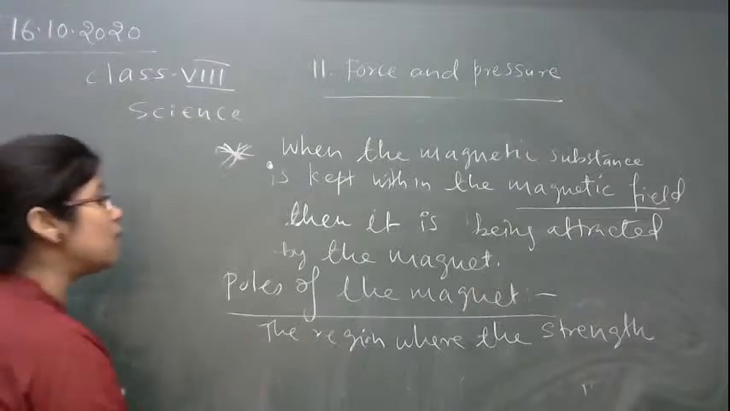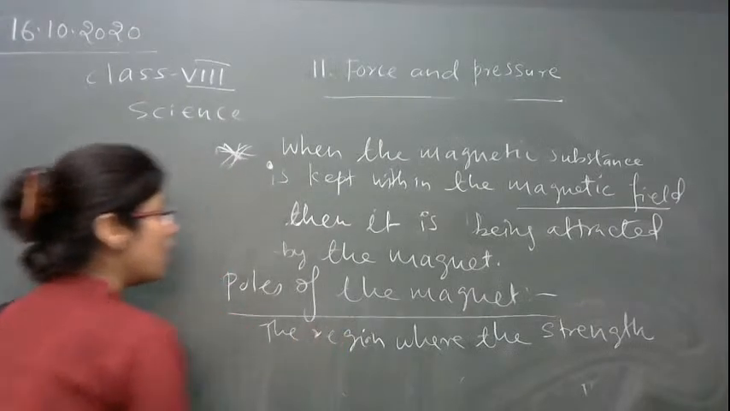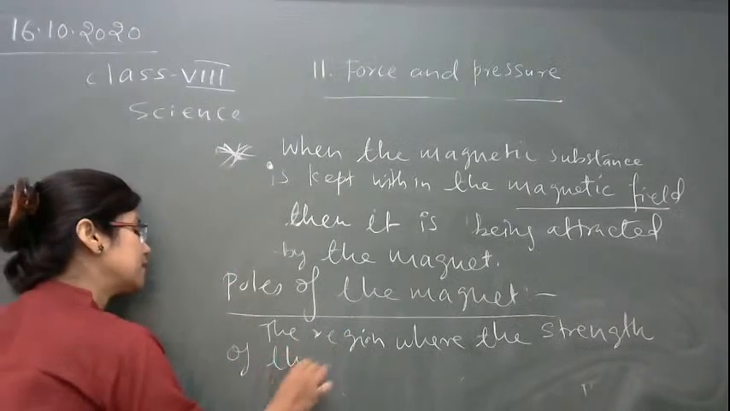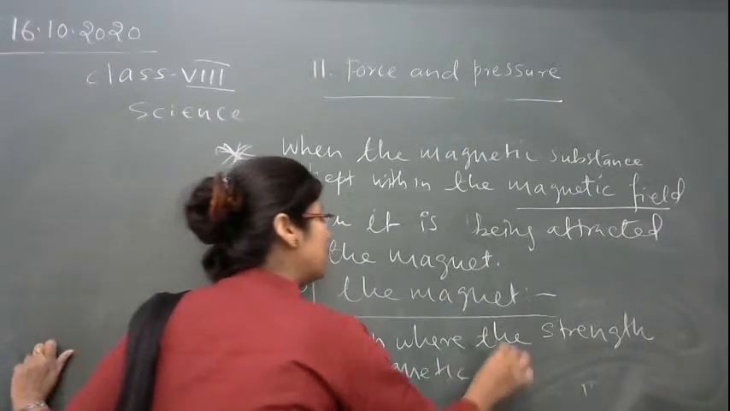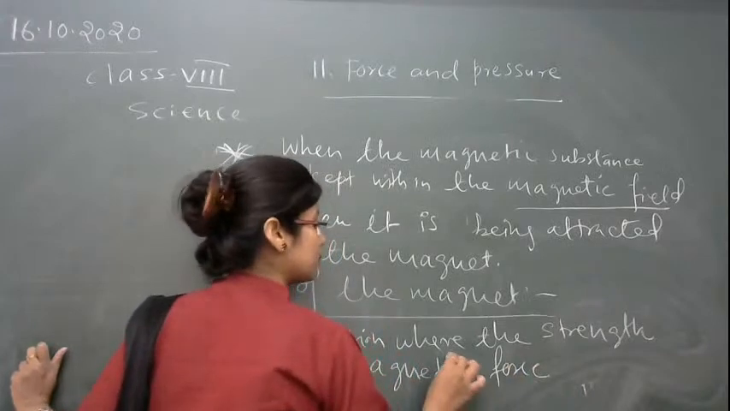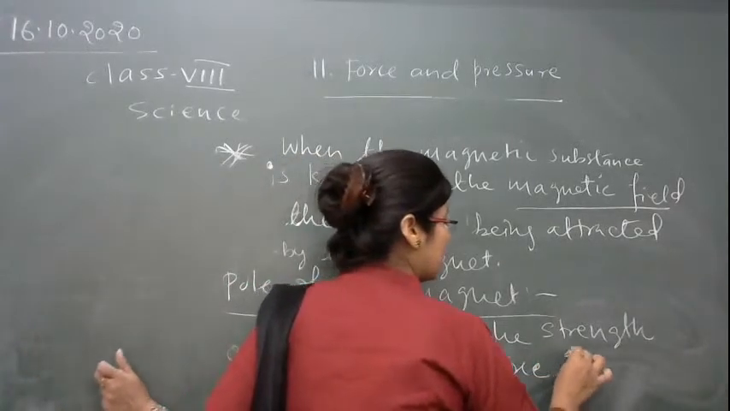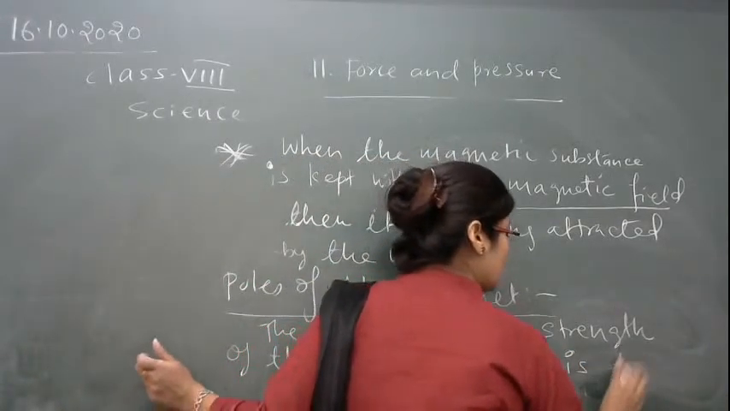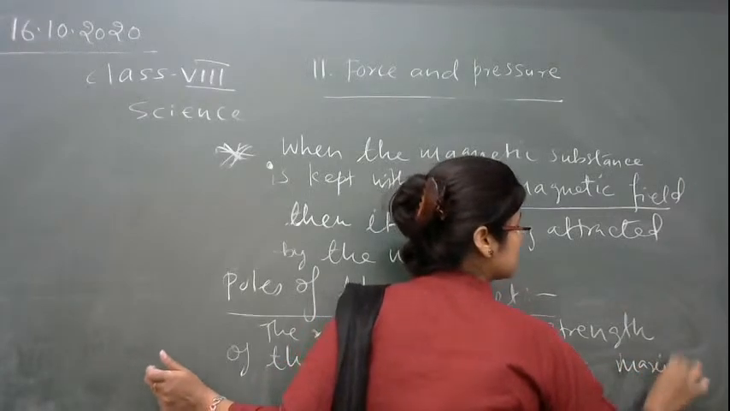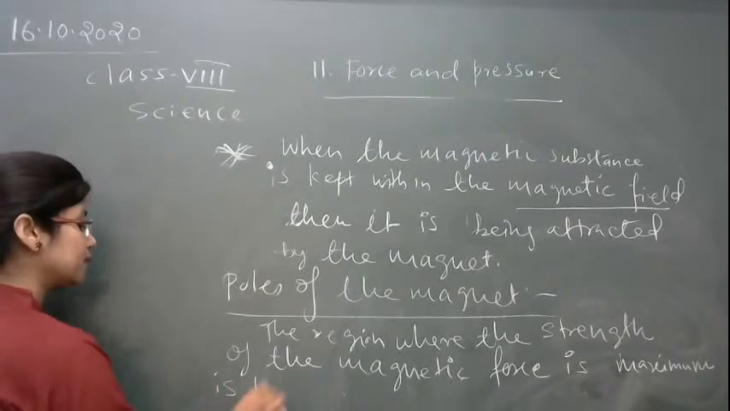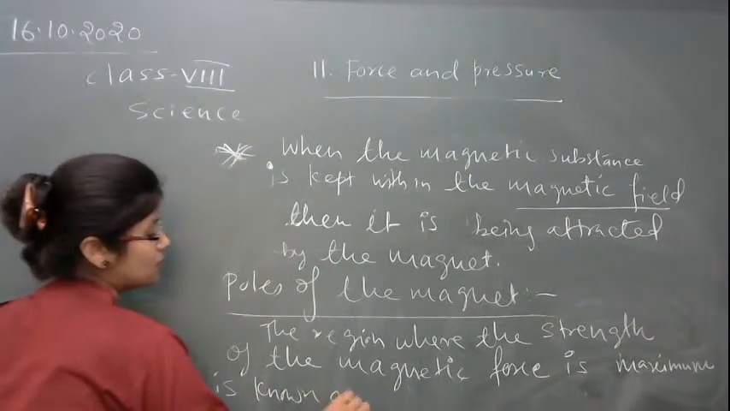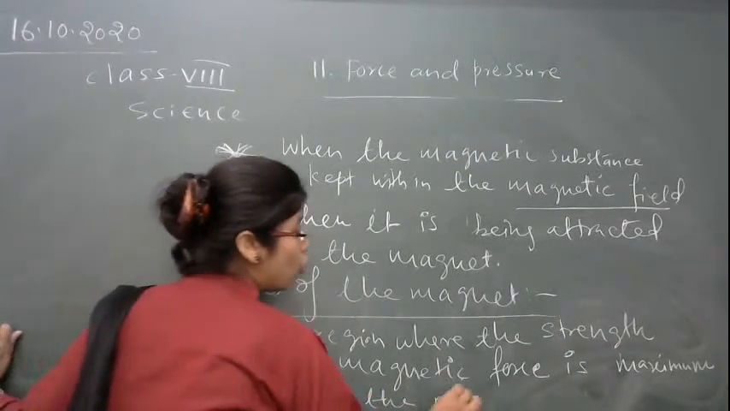So here the region where the strength of the magnetic force is maximum is known as the poles of the magnet.